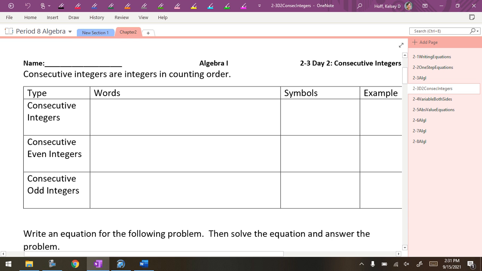Consecutive integers are numbers in counting order. They are bing, bing, bing. Numbers in counting order. Pause for a second. Integer, integer, integer. What's an integer? Say it again, more specific. A whole number and a negative whole number. Very good. A positive or negative whole number.